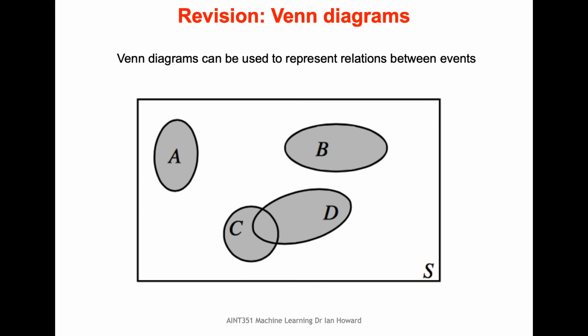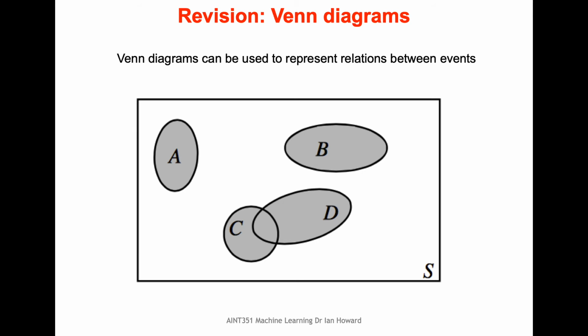So Venn diagrams can be a useful way to represent relationships between events. An event is something which happens, and if A can happen or B can happen and they're mutually exclusive, what it means is we have discrete events with no overlap in a Venn diagram. So A and B here represent two events which are independent.